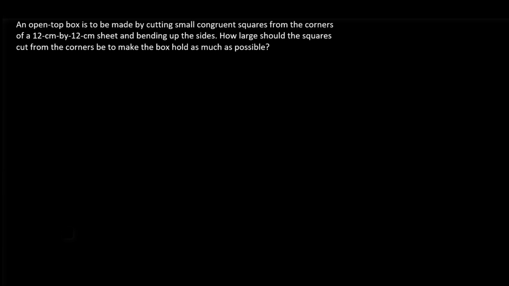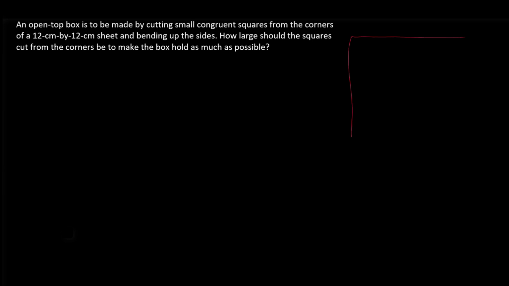Let's do another example. An open top box is to be made by cutting small congruent squares from the corners of a 12 cm by 12 cm sheet and bending up the sides. How large should the squares cut from the corners be to make the box hold as much as possible?